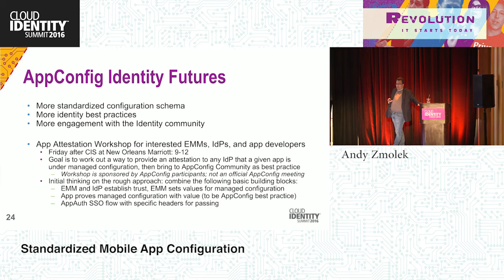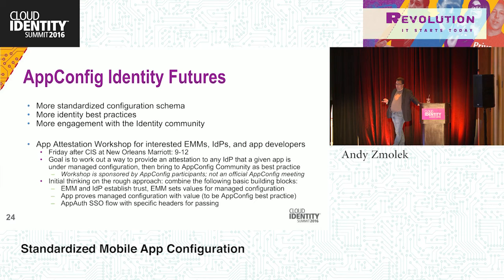There's a number of other identity efforts underway. Want to put a shout out for those that are interested. We're wanting to attack a problem that's existed for a little while, namely how does an identity provider know that a particular app is under managed configuration, right? Today, the IDP just doesn't have that signal. We believe that the combination of app auth patterns and AppConfig will provide a clean method of doing this. We're getting a group together to work out the important best practices there.